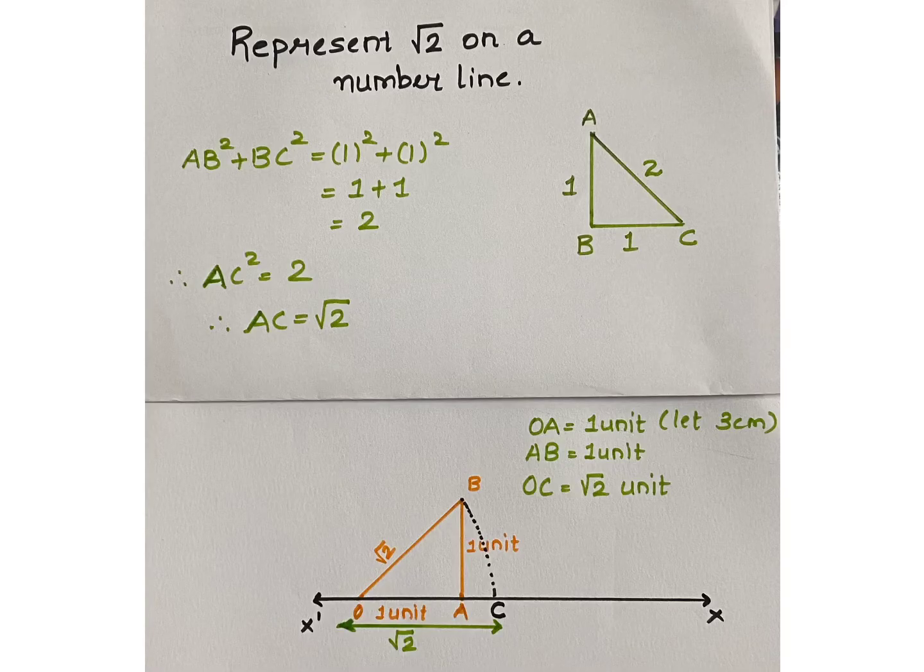Now let us study how to represent root 2 on a number line. Root 2 is an irrational number. Now we need to represent root 2 on a number line. For that, we have to find two numbers such that if we take the square of those two numbers and add them, we get 2. Draw line segment AB, and by taking O as center and radius OB, draw an arc.